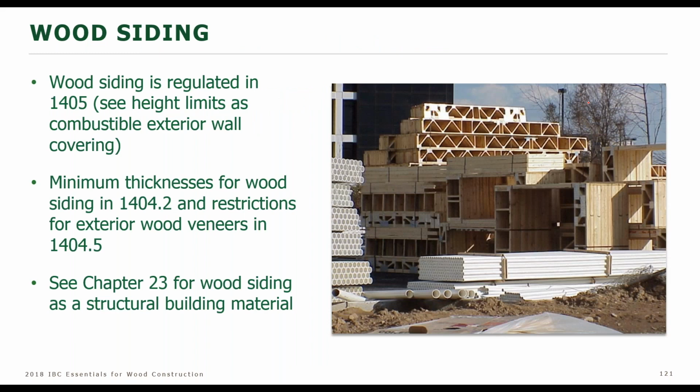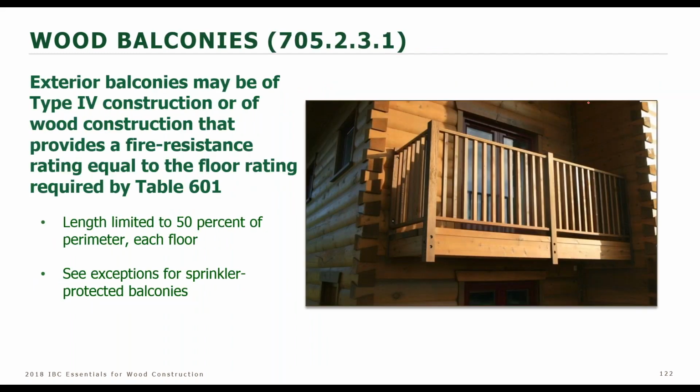And of course, the code has provisions for wood siding in 1405, and also appendages to the exterior wall. Even in types 1 and 2 construction, you can often have wood balconies. Where do you find those provisions? Well, they used to be in chapter 14. Be careful, they're back in chapter 7 now.